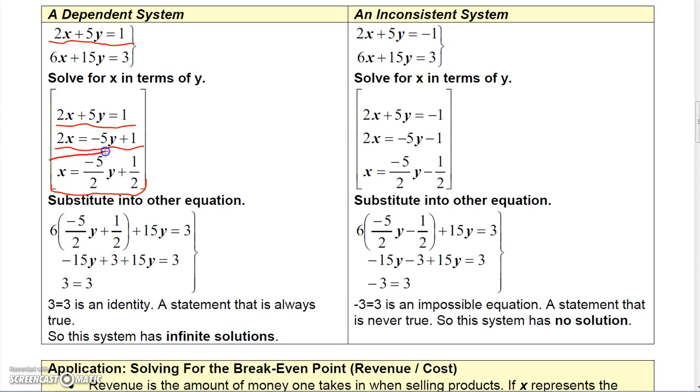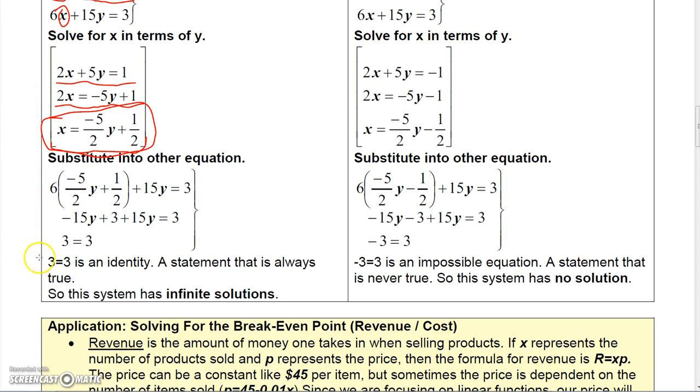Well, then I took this x value and I plugged it in up here for x. So when I plug it in up here, I get 6 times negative 5/2 y plus a half plus 15y equals 3. Well, when I multiply 6 times negative 5/2, I'm going to get negative 15y. And then 6 times a half is plus 3. And then I bring down the 15y, and what happens is the 15y and the minus 15y is 0, so I just get 3 on the left as well as 3 on the right.